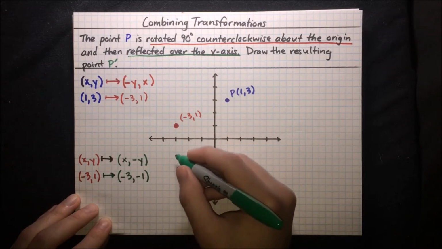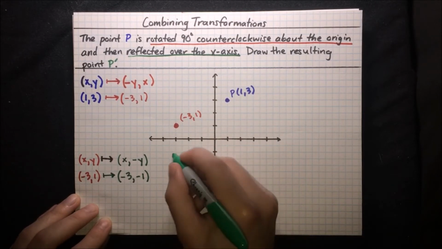So there we go. There's our point P'. Negative 3, negative 1.